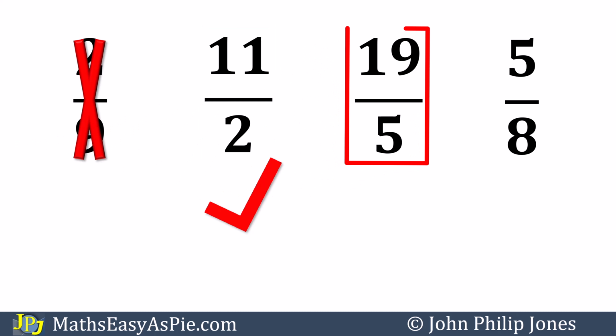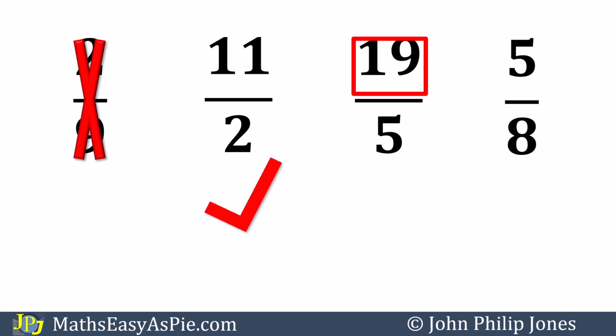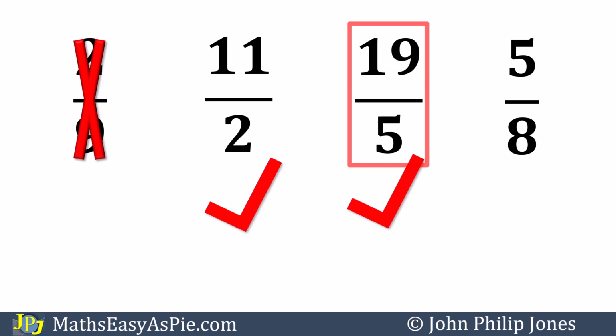Considering this, which is 19/5, the top, that's the numerator, is 19, and the bottom, which is the denominator, is 5. Consequently, the top is bigger than the bottom, which we say the numerator is bigger than the denominator. Consequently, this is also an improper fraction.